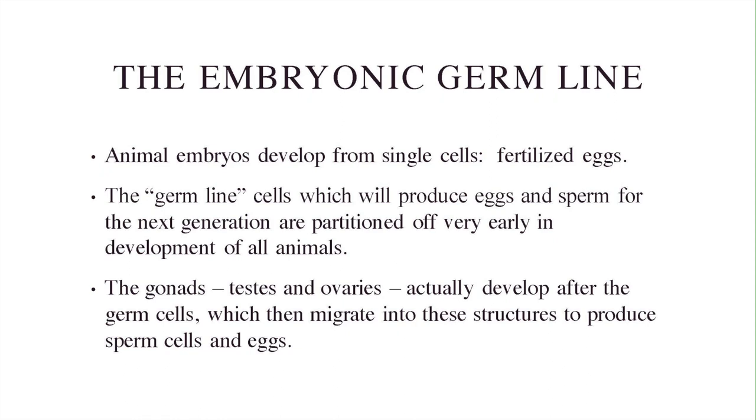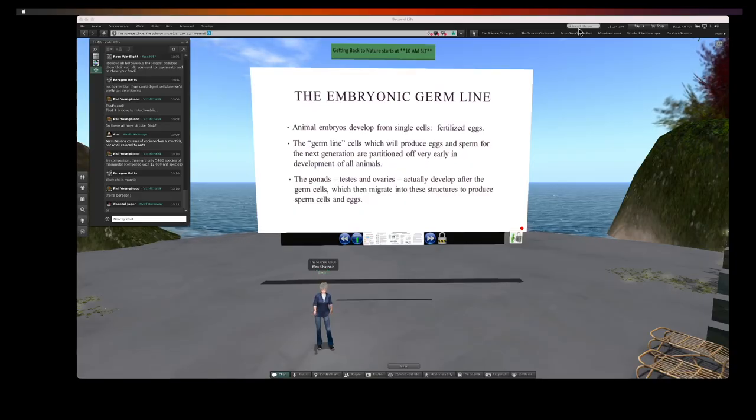So we'll start with the germline. Animal embryos develop from single cells, fertilized eggs, and these come from cells called germline cells. And germline cells in all animals become cellularized, separated off, very, very early in development. And that's true of these ants. It's interesting that the germ cells develop before the gonads that they are eventually housed in. So they actually migrate into the gonads as the gonads form.